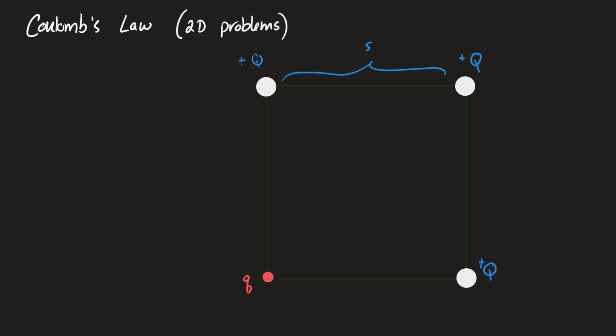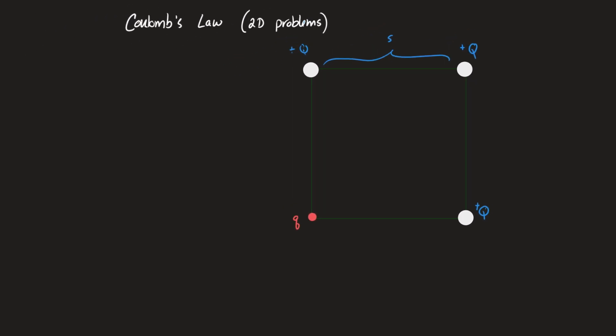So why don't you talk to the folks around you and see if you can come up with a way to get to the answer. So again, I have a square of charge. The square has side lengths S. The 3 white charges are positive capital Q, and the red charge is positive lowercase q. And I would like the force on the red charge.